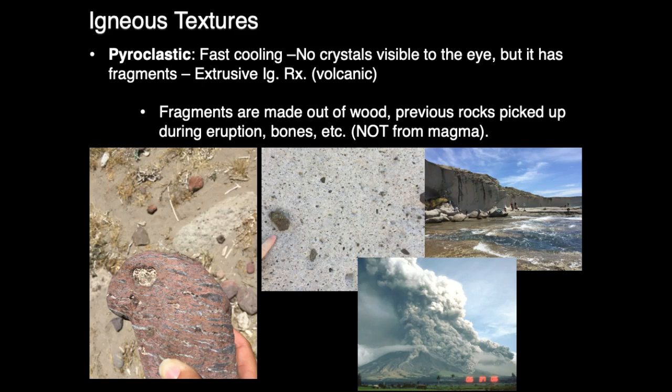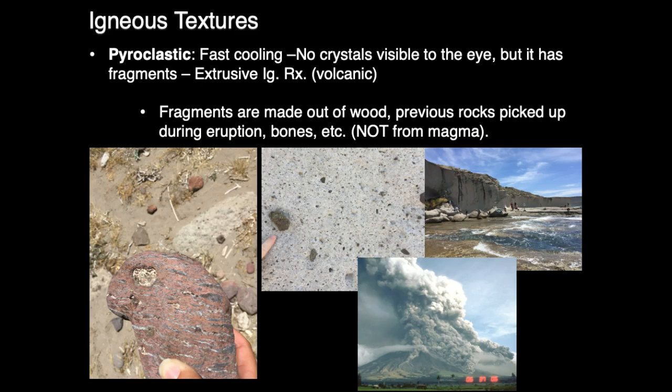It's important to distinguish again that these fragments did not come from the magma body, but are from elsewhere. Typically, they're fragments from things near or at the surface, like the things I mentioned. Previously existing rocks, bones, wood. So by now you should know how this type of texture is volcanic rather than plutonic, because obviously there had to be an eruption for those fragments to be incorporated within.